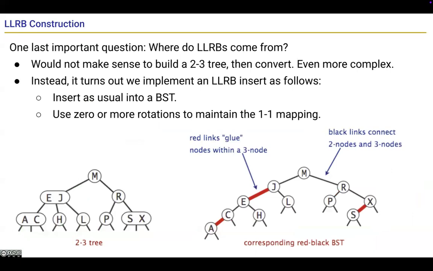Okay. So now we're going to implement these things. Does it make sense to get our bushy LLRBs from taking a 2-3 tree and then just converting it? Why?